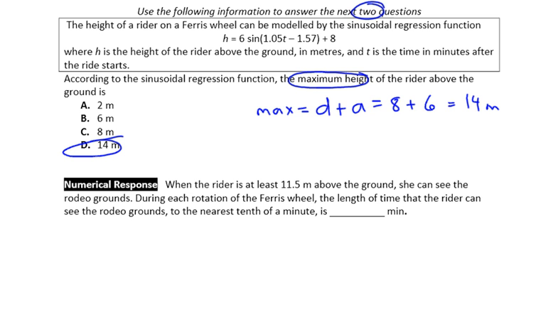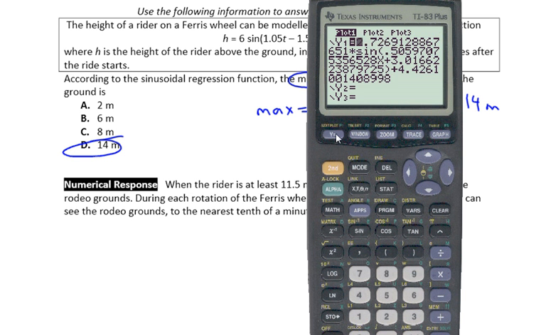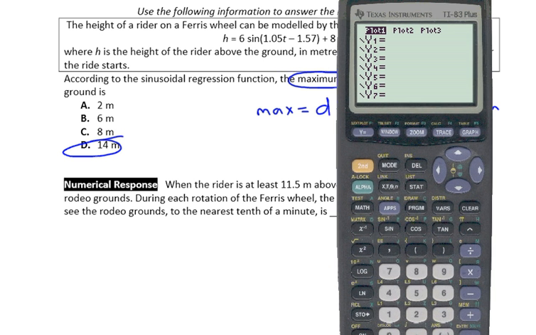Okay, you need to graph this one to answer the next question. So our equation, I'm going to turn my plots off. 6 sine 1.05x minus 1.57 plus 8. And you might want to try zoom trig. Sometimes that works really good. Zoom 7. Sometimes it doesn't. Okay, this time it didn't.